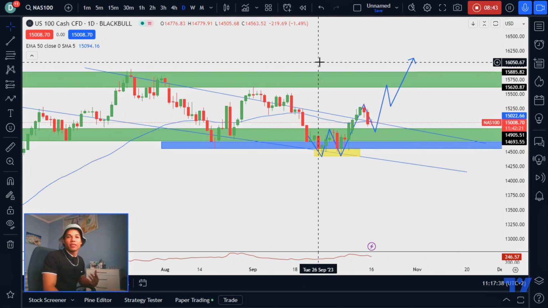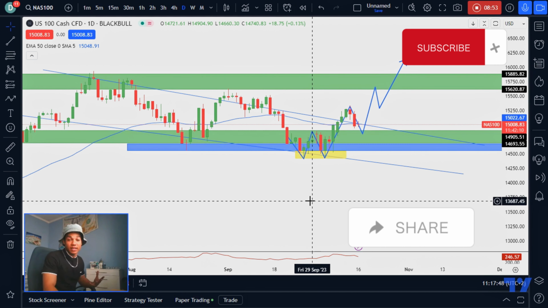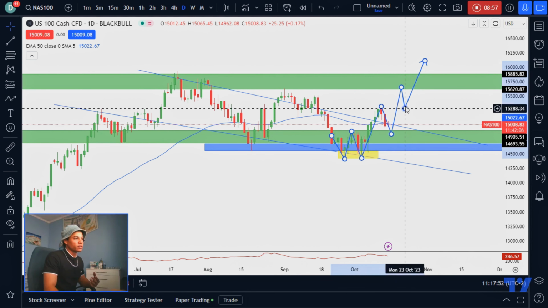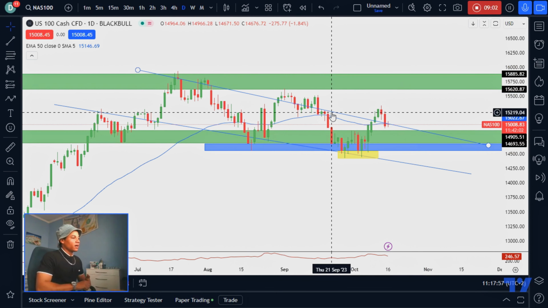And according to the monthly structure, price needs to make a higher high, so there will be more buys coming in the coming month into the next month. So that's what I think will be happening on Nasdaq. And as you can see, let me just remove this, I don't want to confuse you guys. If you were planning to swing trade Nasdaq, you could have an entry on the weekly and let it play out for the whole month.